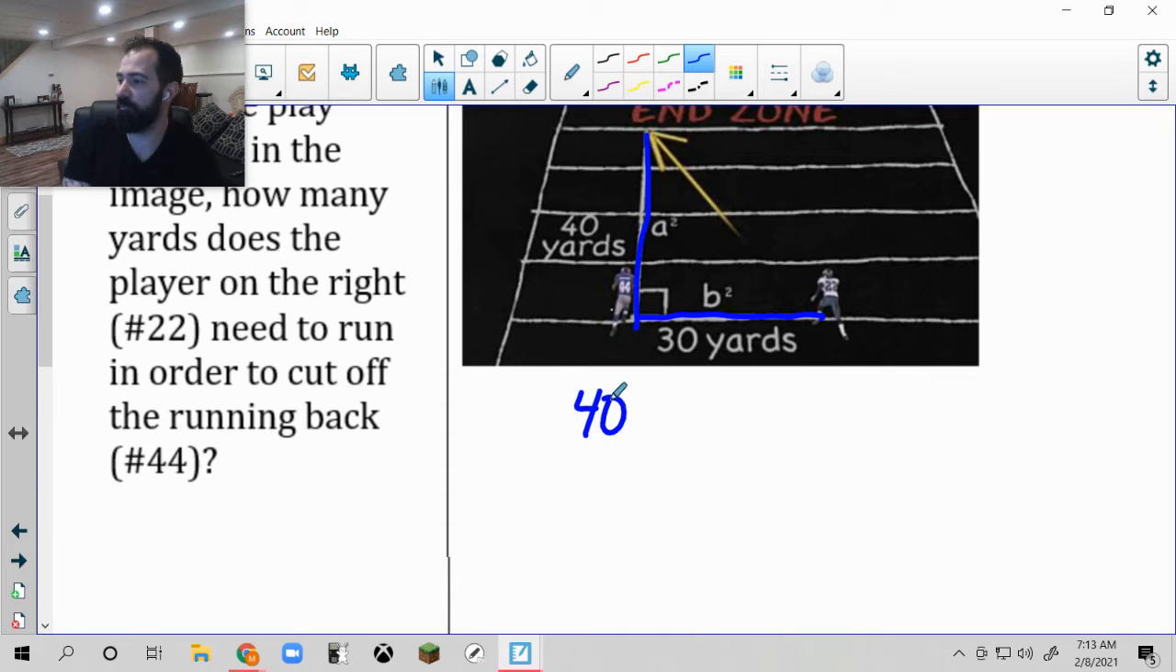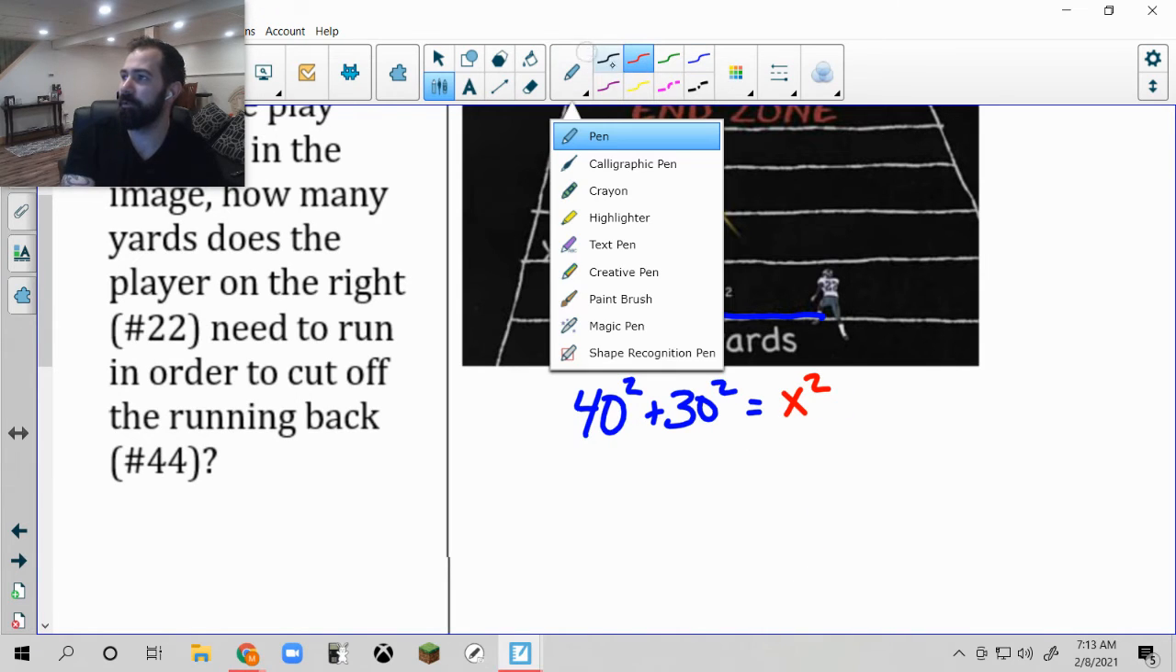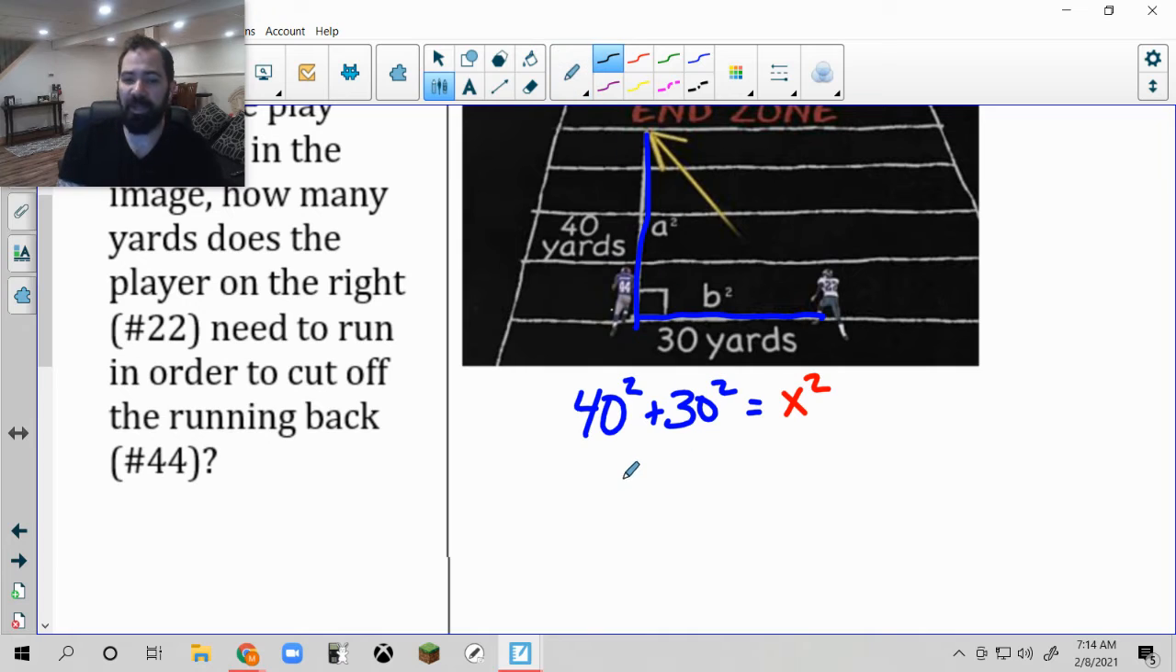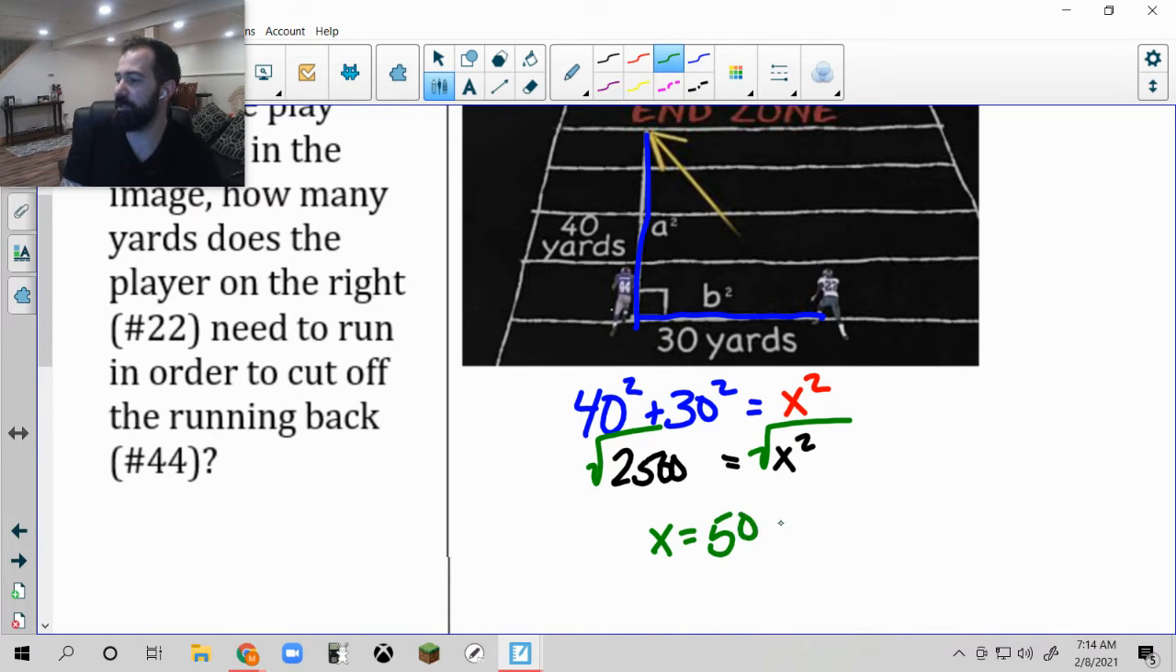Well, we have 40 squared plus 30 squared, and that should equal the distance number 22 needs to run. We have 40 squared plus 30 squared is 2,500, and that equals x squared. And then lastly, we take our square roots, and the answer is that number 22 has to run 50 yards to catch player number 44. It's a long way.